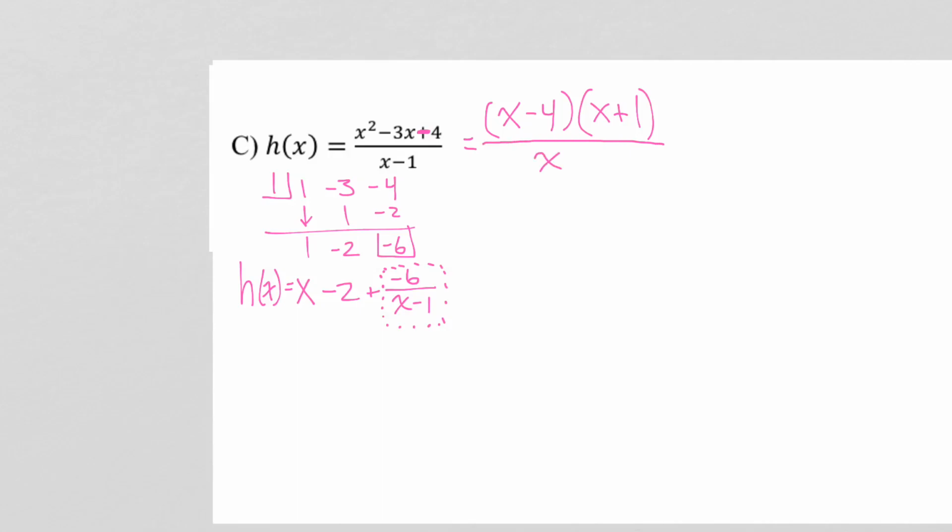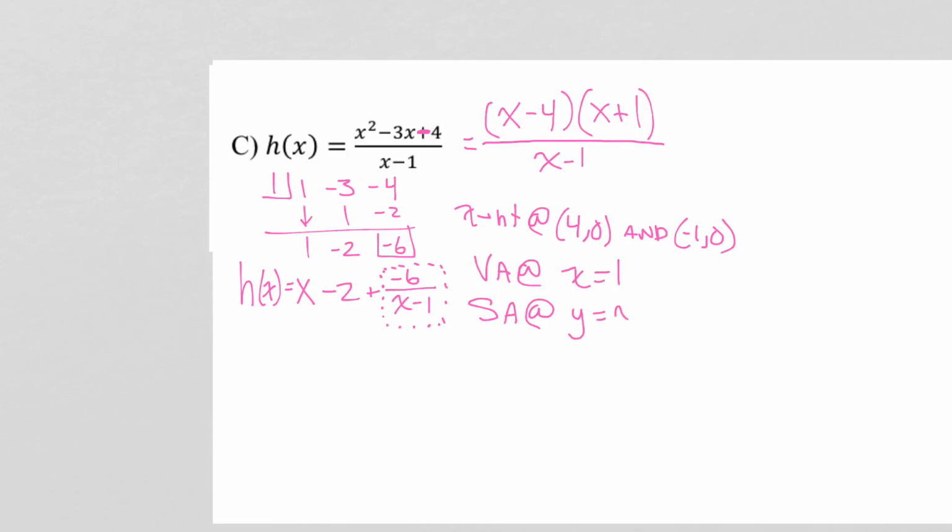The denominator is x minus 1. So what do we know? We have x-intercepts at 4, 0 and at negative 1, 0. We have a vertical asymptote at x equals 1. And we have a slant, or oblique, asymptote at y equals x minus 2. It's a linear equation for our asymptote.